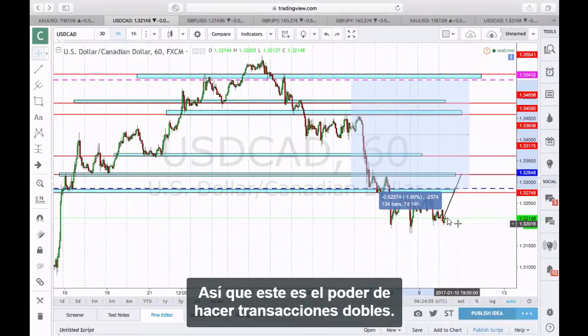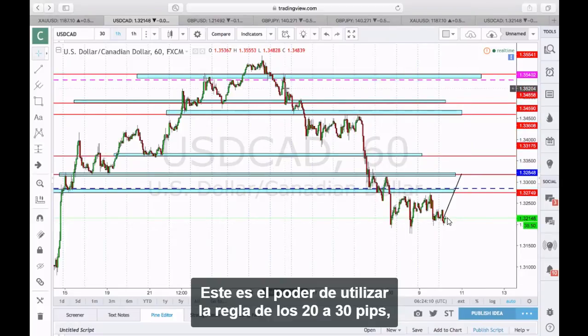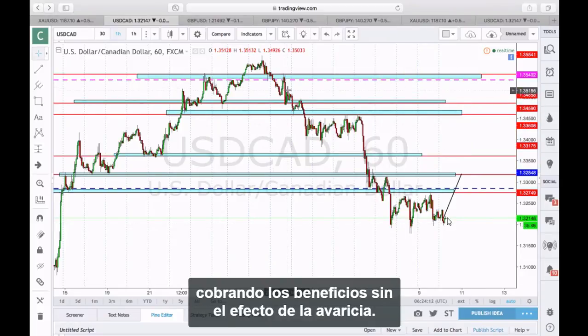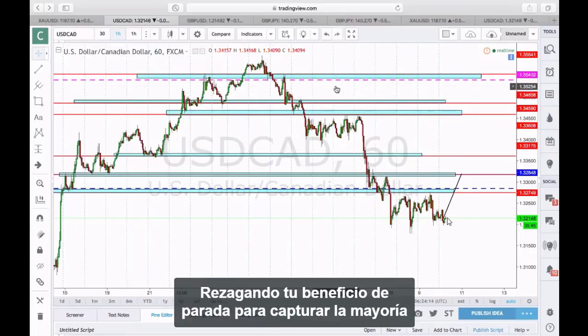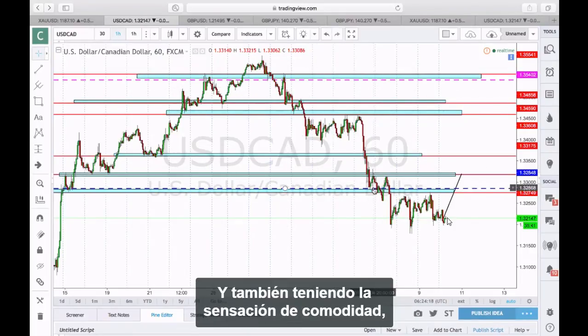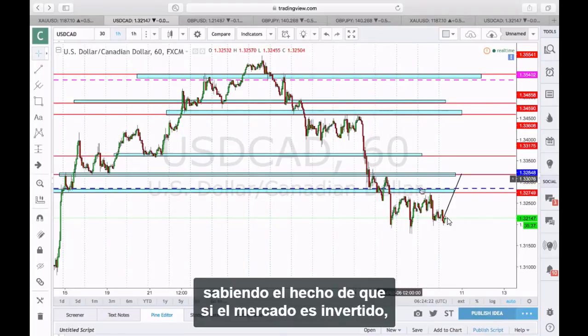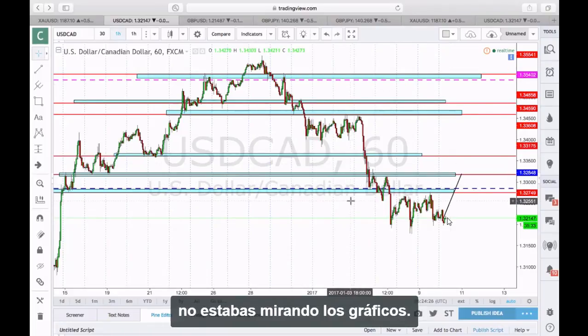So this is the power of twin trading. This is the power of using the 20 to 30 pip rule, collecting the profit to get rid of the greed effect, trailing your stop profit to capture the majority of the entire movement, and also getting the feeling of comfortability knowing that if the market reversed, you still collected profit even though you weren't looking at the charts.